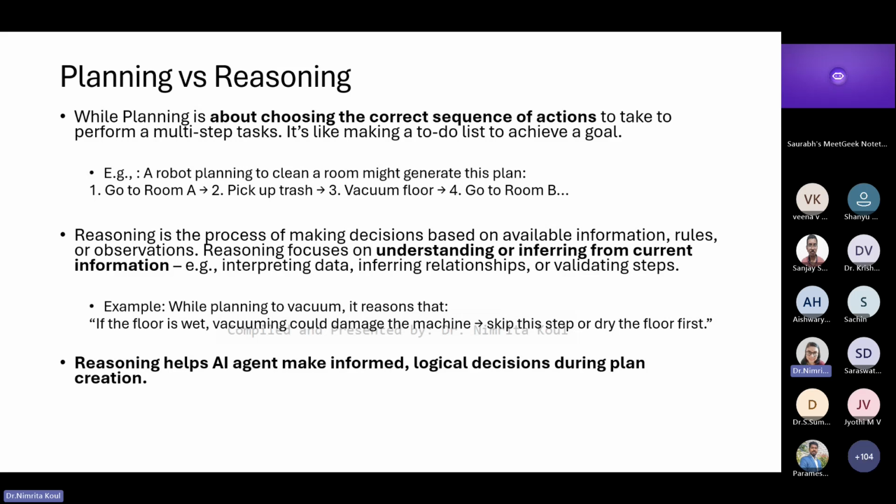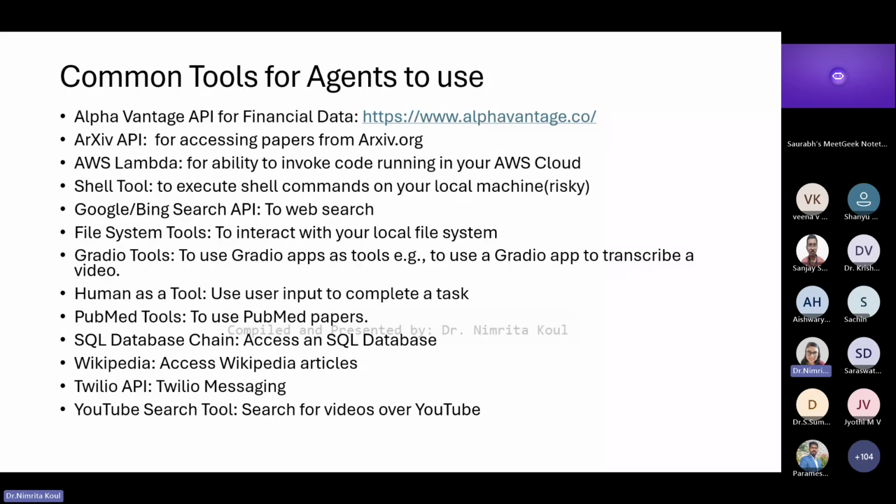On the other hand, the reasoning will be like this. While it's planning to vacuum the room, it has to reason something like this. If the floor in that room is wet, the vacuum can get damaged. So I should either dry the room first or I should skip this room. I should not vacuum this room. So that is reasoning. And with the concrete reasoning, it decides the action to take, and that sequence of actions becomes a plan. Here are a common set of tools.